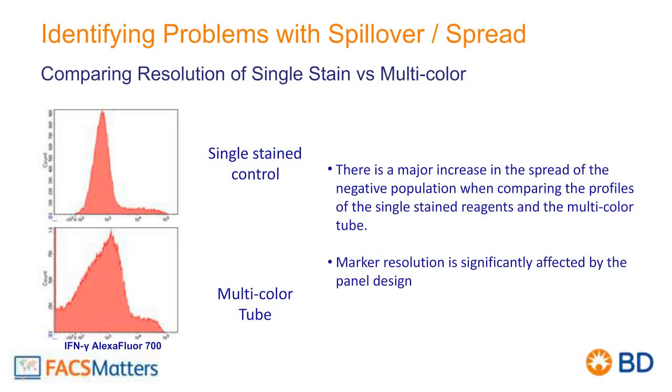So one way of looking at that is to, again, compare our single stain control to the multicolor stain. What you can see here is that the single stain control, this is a different experiment, but we're looking at Alexa Fluor 700 interferon gamma, and the single stain control is relatively tight. We can see a nice population of positives. But in the multicolor sample, it's now very spread out. And again, that tells us that something in our multicolor tube is causing a massive amount of spread in that detector.